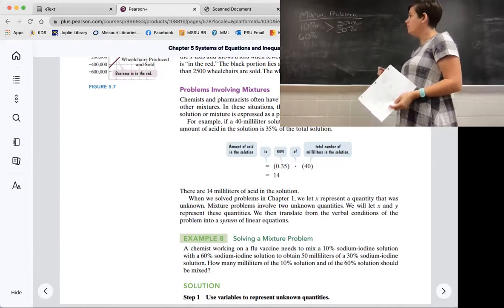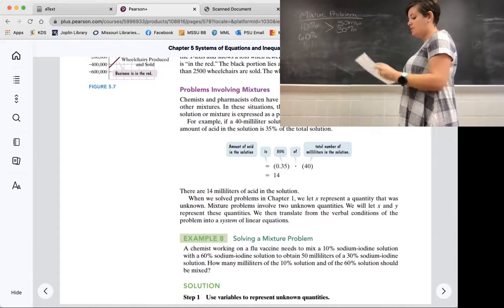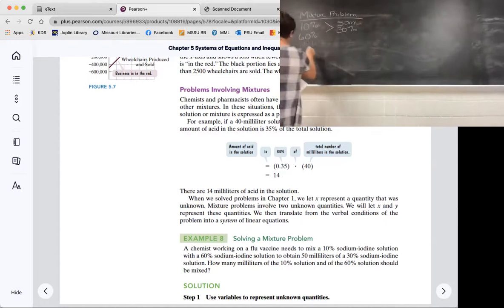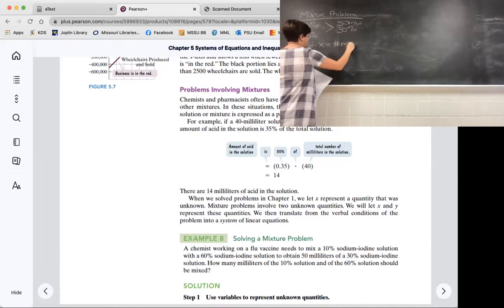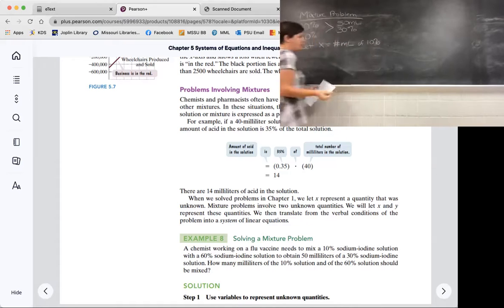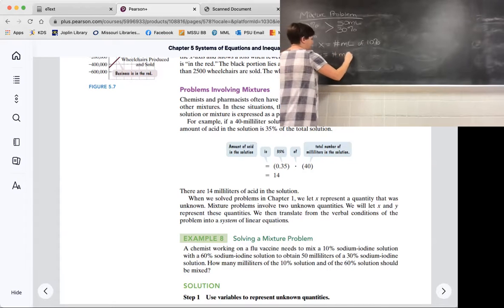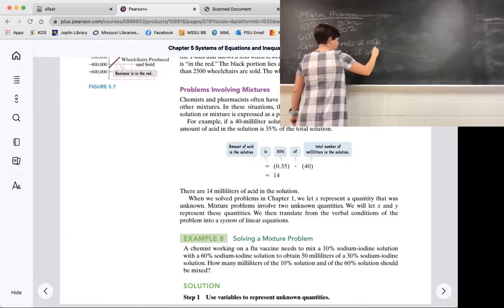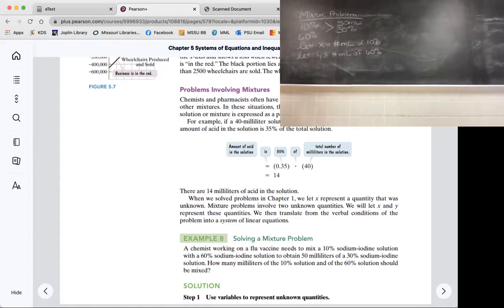So the way I would do this is we're going to let X equal the number of milliliters of the 10% solution, because we don't know what that is, so we're going to call it X. And then we're going to let Y equal the number of milliliters of the 60% solution. We don't know what either of those values are, but we let X equal the number of milliliters of 10, let Y equal the number of milliliters of 60.